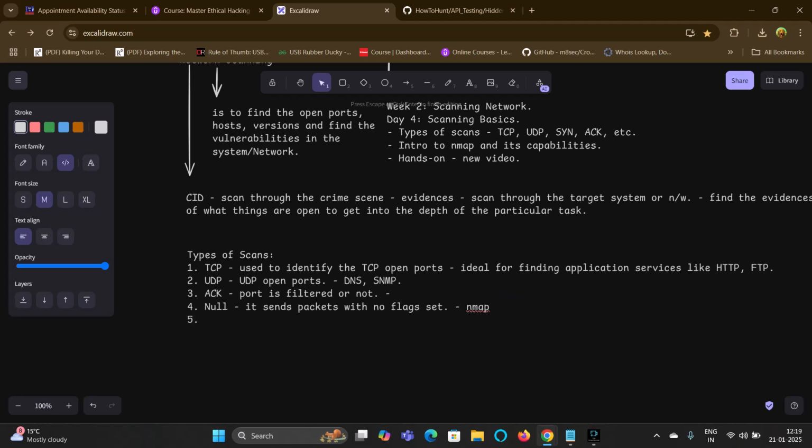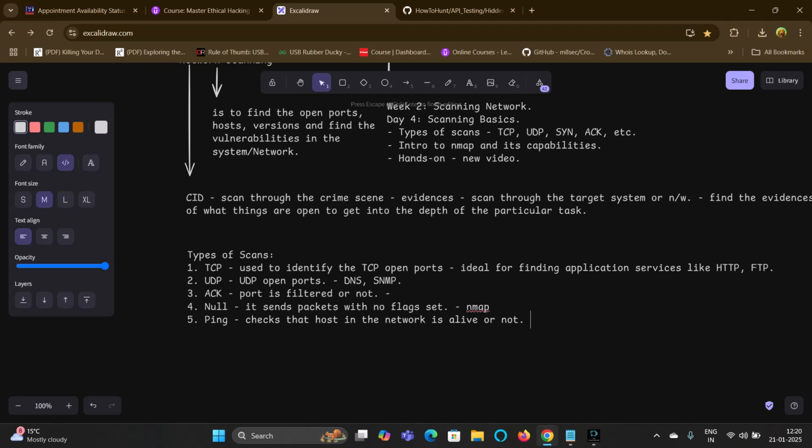Then comes the fifth type of scan, which is the ping scan. What is the task of a ping scan? It checks whether a host in a network is alive or not. So that is what the ping scan does.